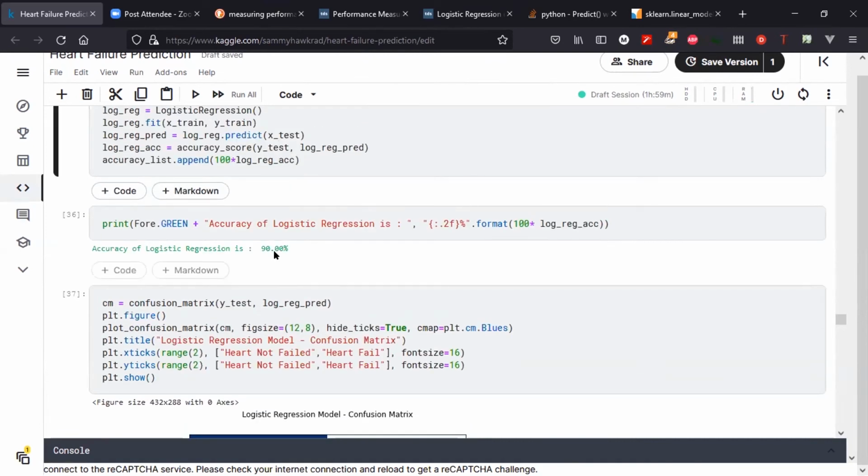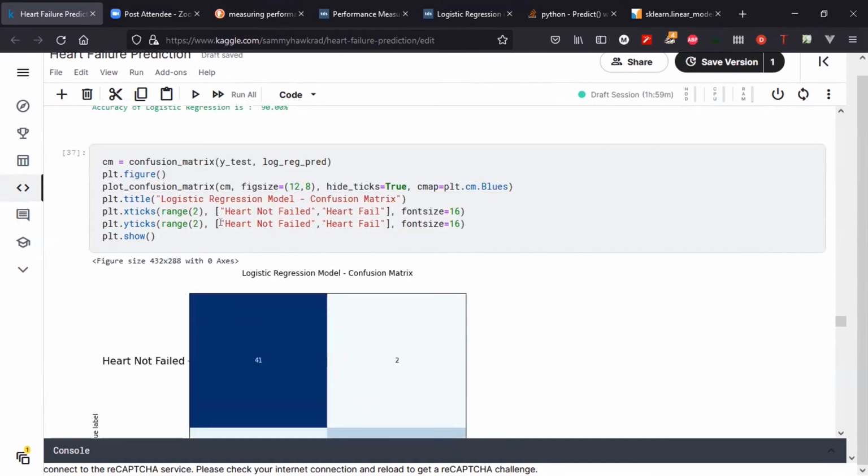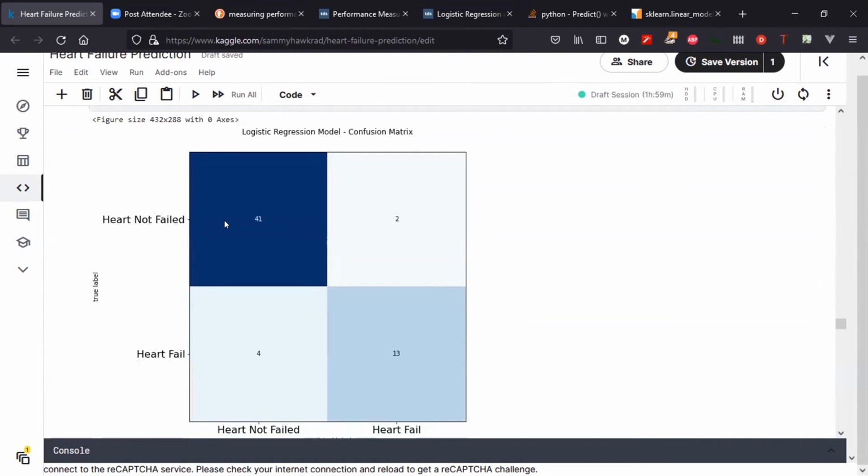So this is one way of testing the quality of our model, a 90% accuracy score. And there's another way of testing your model to see whether it's able to predict very well, and that is called a confusion matrix. The confusion matrix tells us how accurately the model is able to predict the desired results based on the true labels. So this is the confusion matrix for our logistic regression model.